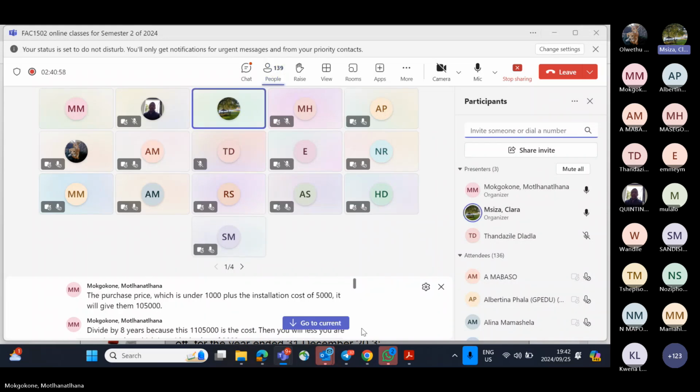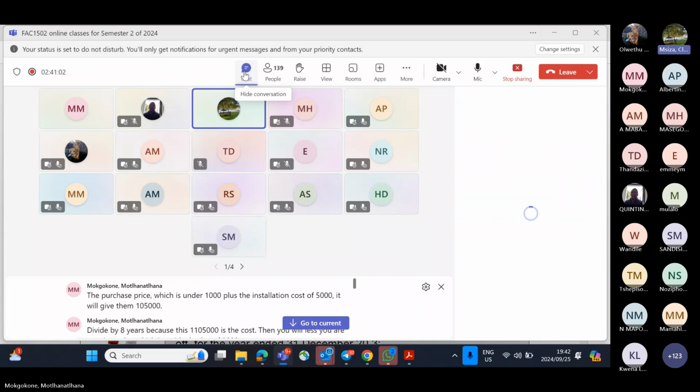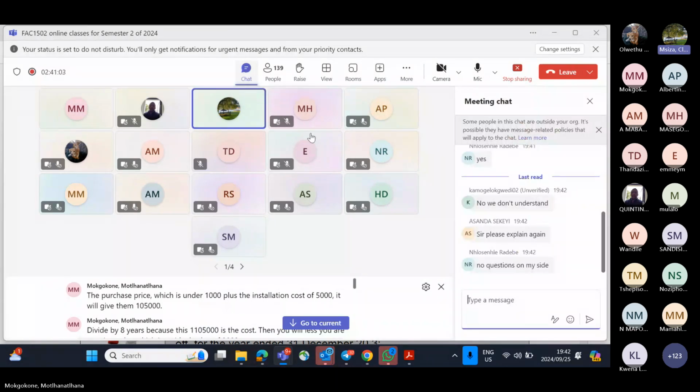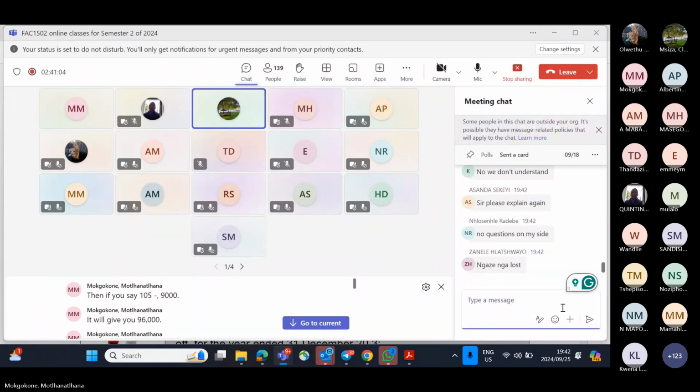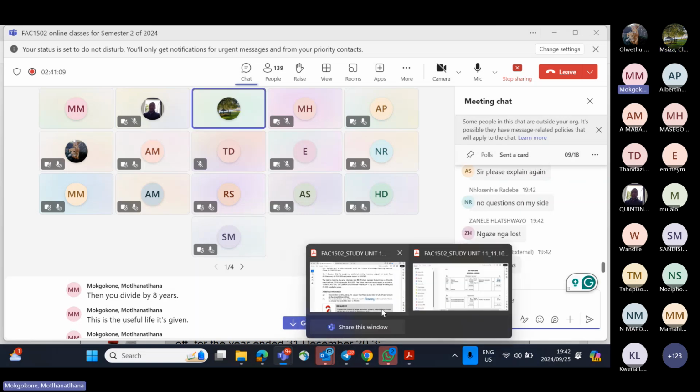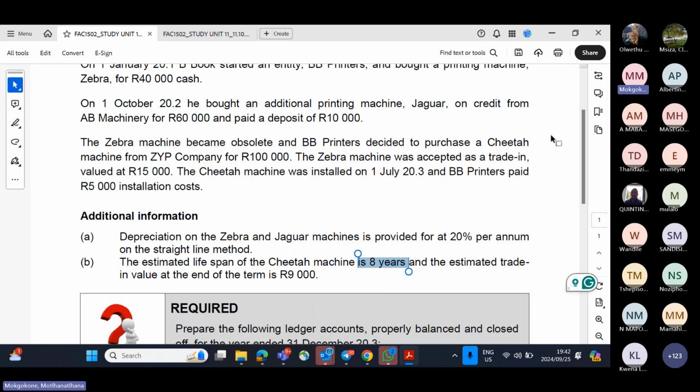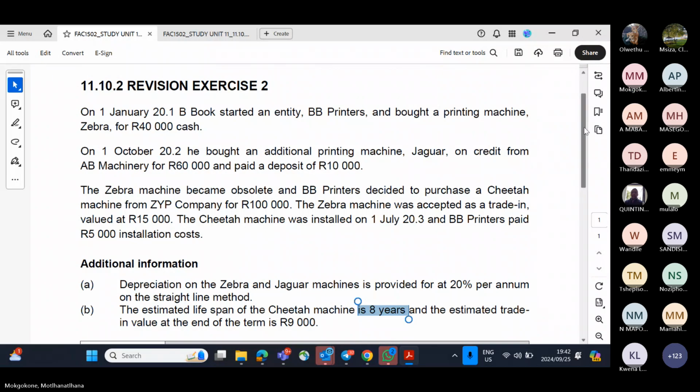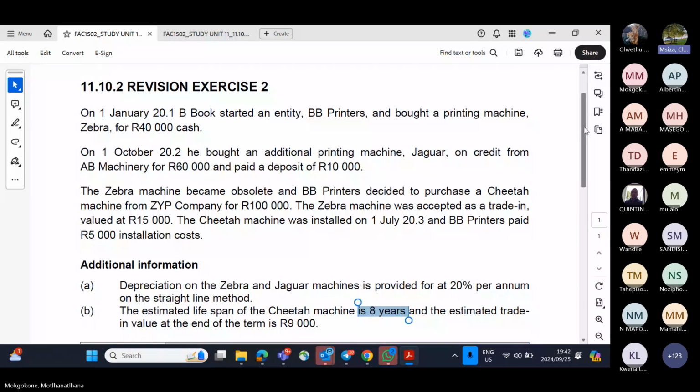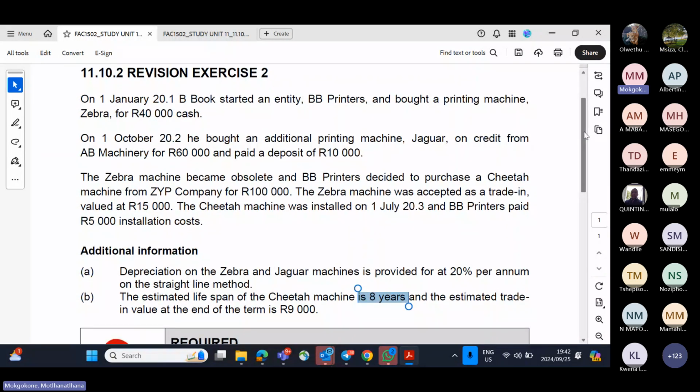No, they said no, we understand. No, we don't understand. No questions. They said explain again. Can you explain again? Let's go, they see my screen. Yes, we can see your screen.